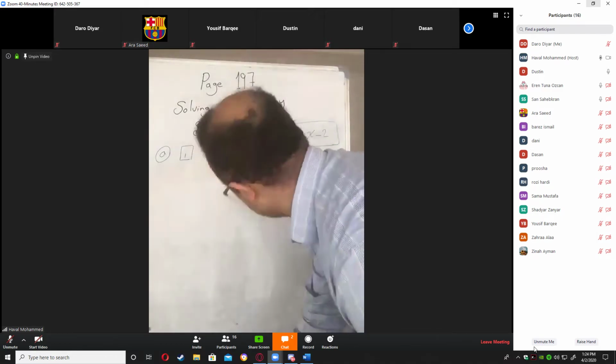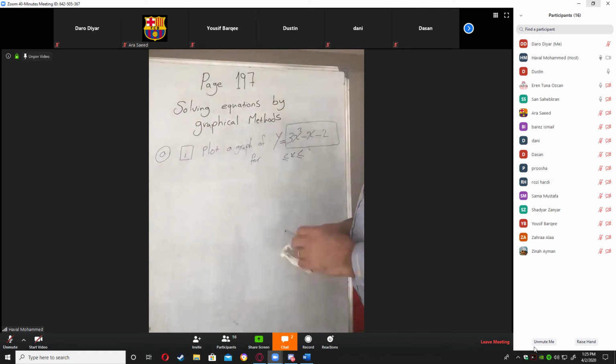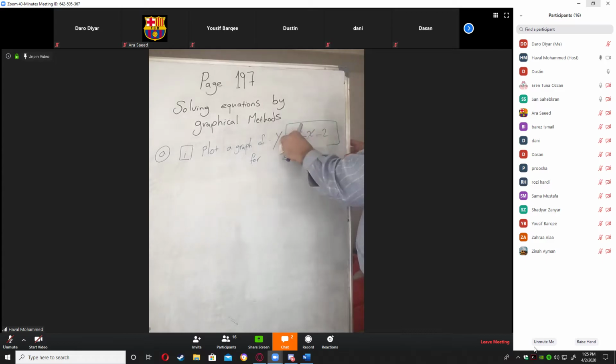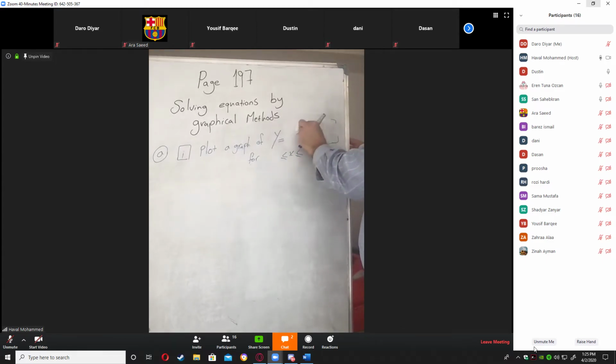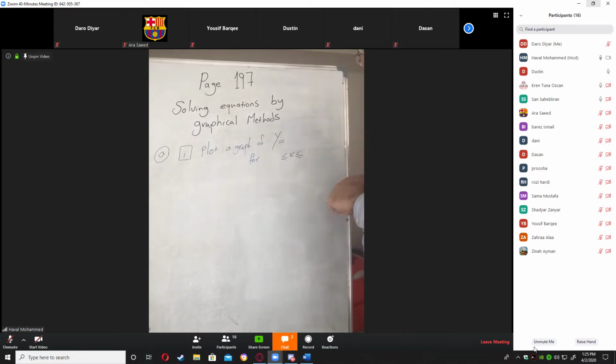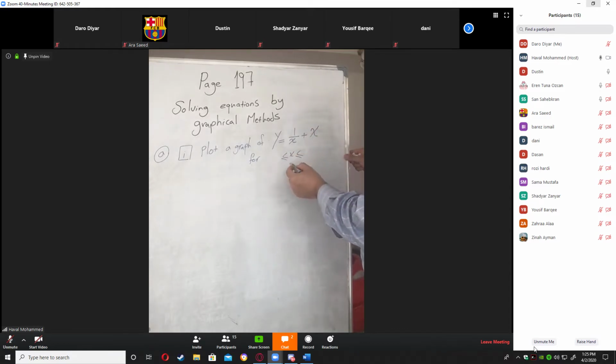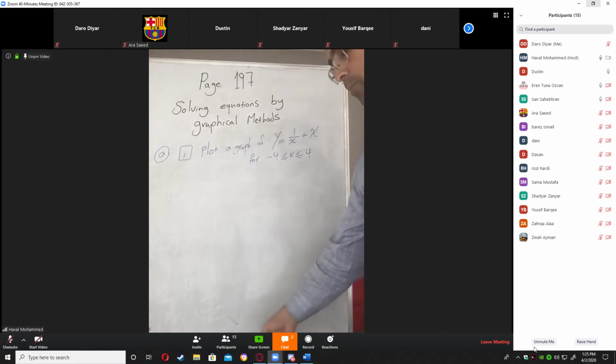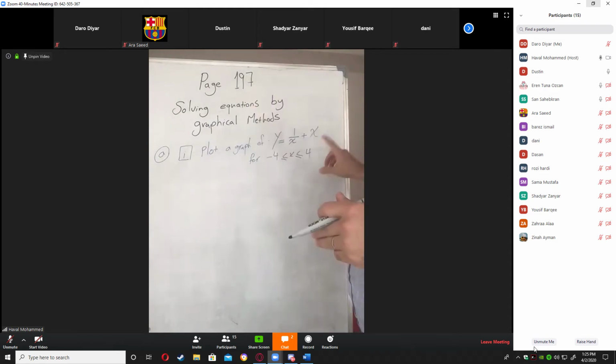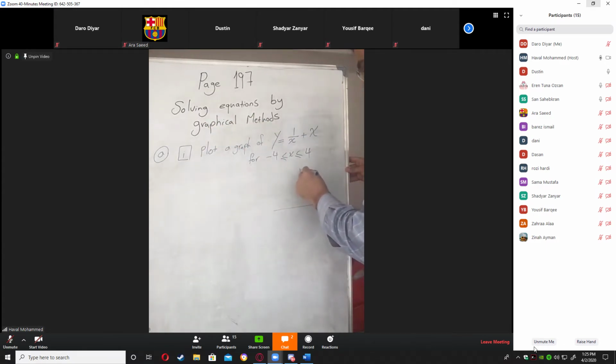The next one is saying plot the graph of my curve, which is 1 over x plus x, for the range of x from -4 to 4. We studied this in the past, no point for me to go through it. What you do, you make a table. X, the first value is -4. You put it in here, you find the value. Then after that, you plot. When you plot, you get this graph. Okay, this is your graph.